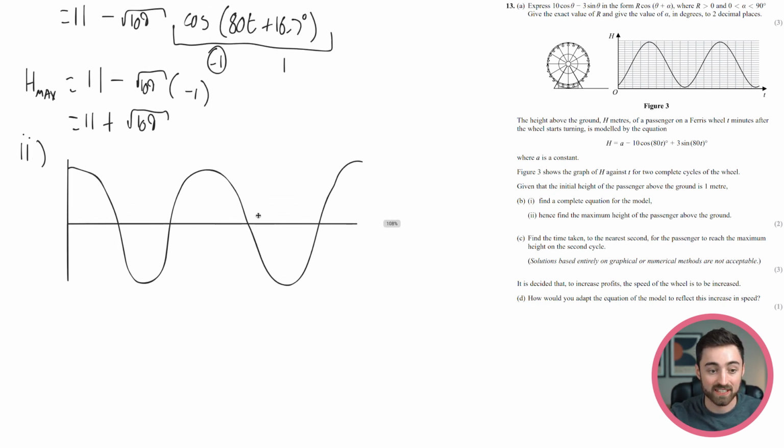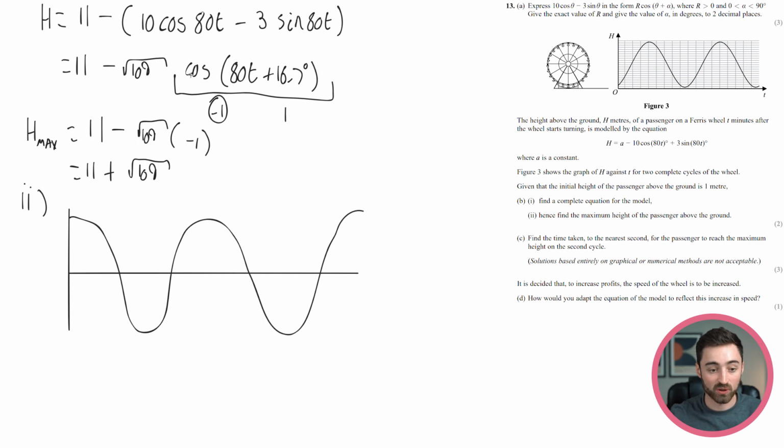Now, the maximum height of h is going to correspond to when this cos is equal to minus 1, isn't it? So we kind of know what happens. It's going to reach its maximum height here when cos is equal to minus 1. That's the first time it reaches it, but we care about the second time it reaches it, don't we? So our solution is going to correspond to this second solution when it's minus 1. Essentially we want to solve cos of 8t plus 16.7 equal to minus 1, and we want this second solution here.